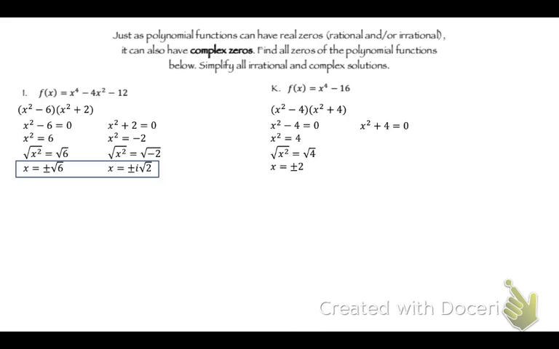Okay, on this one I'm going to subtract the 4, square root both sides, and I get plus or minus 2, and that negative becomes an i.